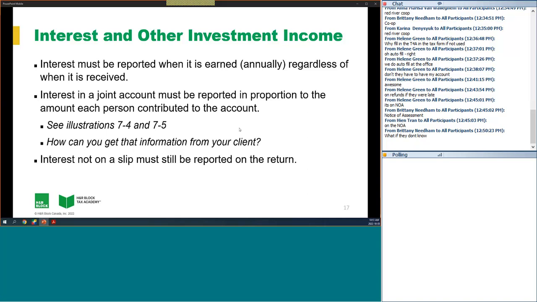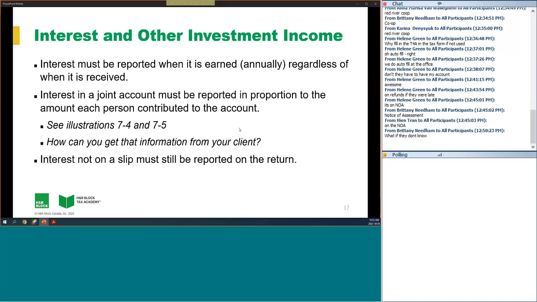So how to do that? There are some really good illustrations in the book. Again, most clients have a rough idea of how much is going into an account. They'll know who makes more money. They'll know roughly the split of what's going into that account. Ask them. Any T3 slip, any T5 slip you get, ask, is it a joint account? If it's a joint account, how many people is it a joint account with? Roughly who puts the money in, so that you can report it correctly. Okay? And then interest that's not on a slip, remember that has to be reported on the return. If you know they have interest, it has to be reported on the return.